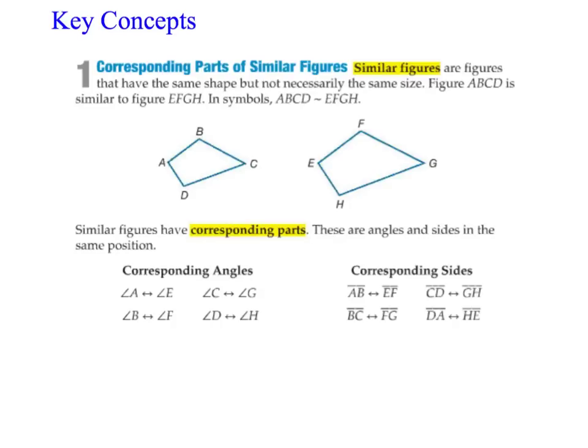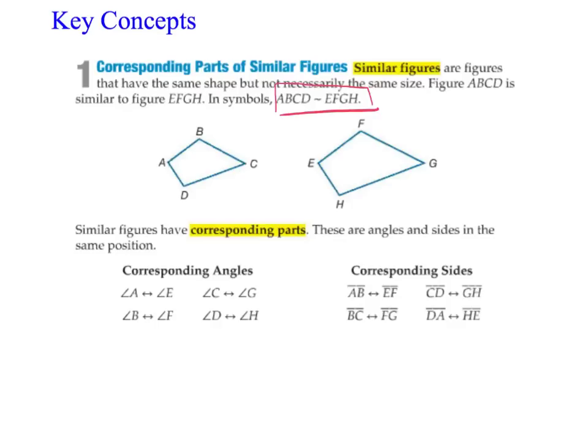Okay, so we have corresponding parts of similar figures. Similar figures are figures that have the same shape, but not necessarily the same size. So figure ABCD is similar to figure EFGH. In symbols in math, we write it as ABCD is similar, that little squiggly line means similar, to EFGH.